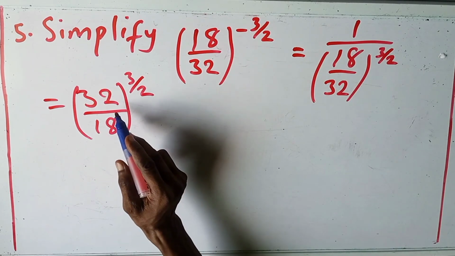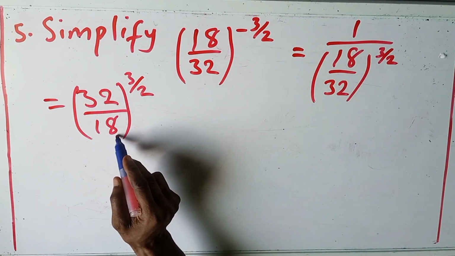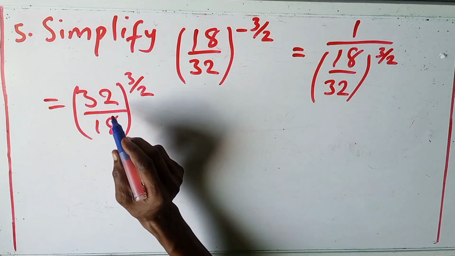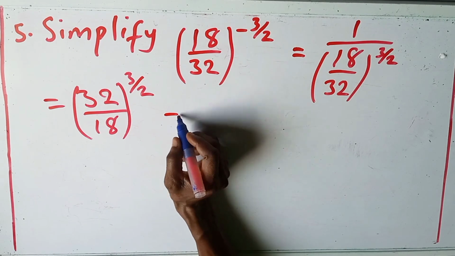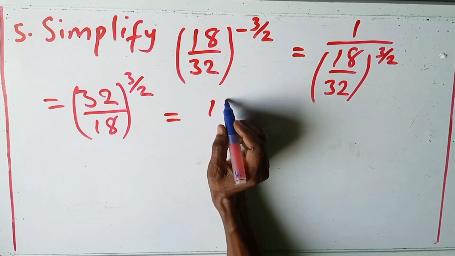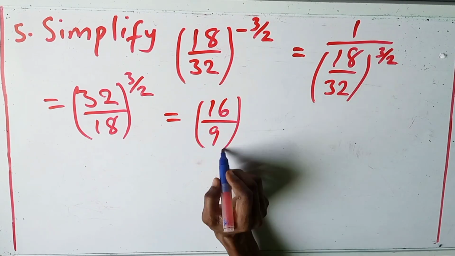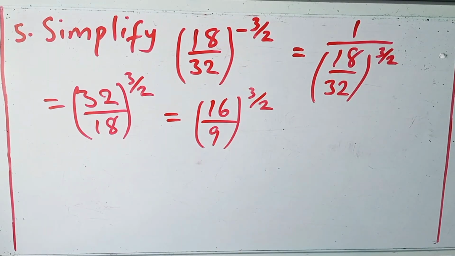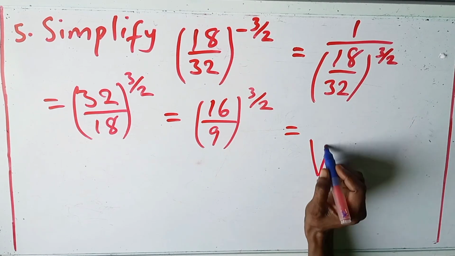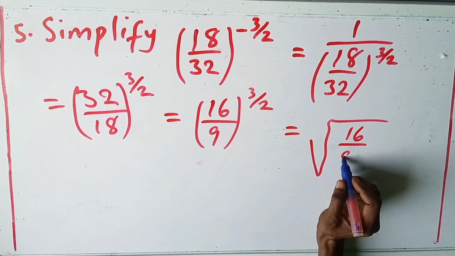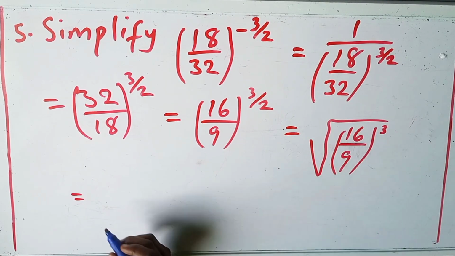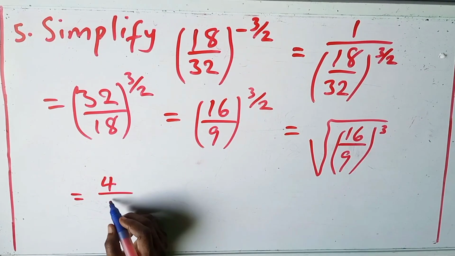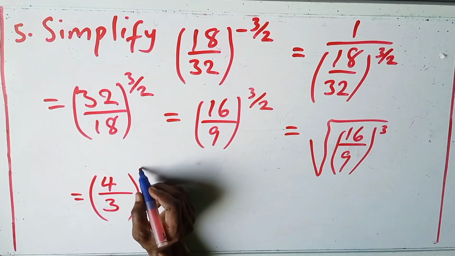If you look at this, 32 and 18 have no perfect square, so we can reduce both of them by dividing by 2. And when we did that, it gives us 16 over 9, in bracket, raised to the power 3 over 2. Now we have numbers that have perfect squares. So square root of 16 over 9 raised to the power 3. Square root of 16 will give us 4, and that of 9 will give us 3, raised to the power 3.